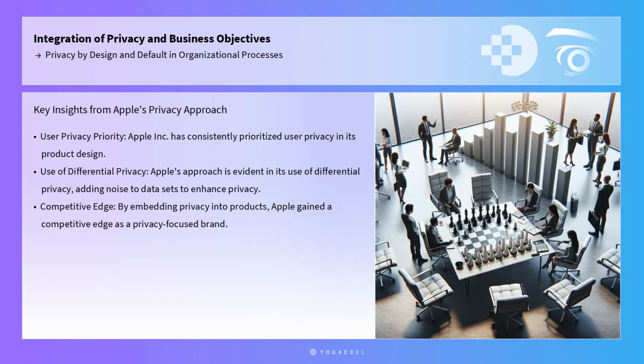A case study that illustrates the successful implementation of PbDD is that of Apple Inc., which has consistently prioritized user privacy in its product design. Apple's approach to privacy is evident in its use of differential privacy, a PET that adds noise to datasets to enhance privacy while still allowing for meaningful analysis. By embedding privacy into the core of its products, Apple has not only complied with privacy regulations, but also gained a competitive edge by positioning itself as a privacy-focused brand.